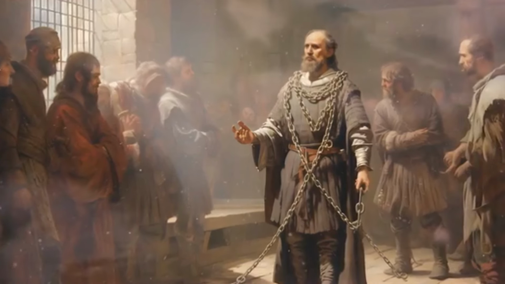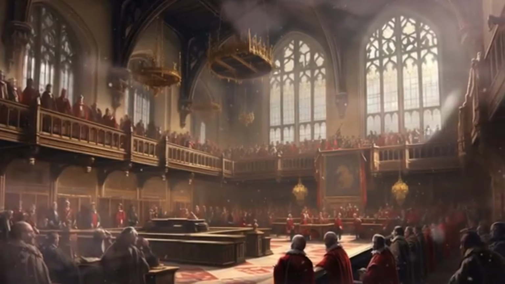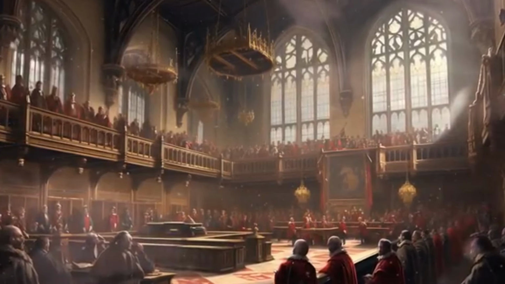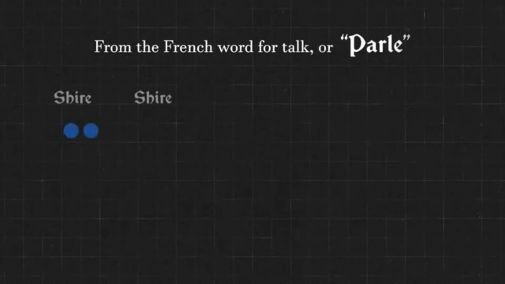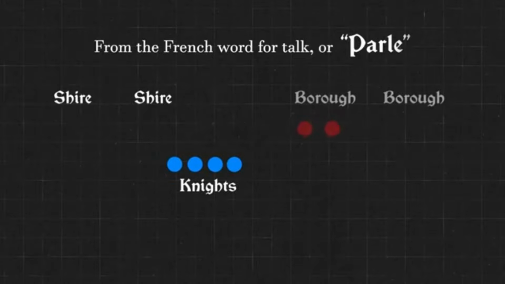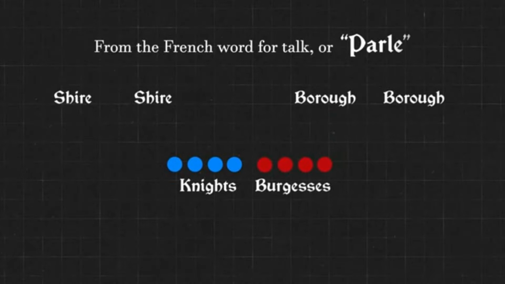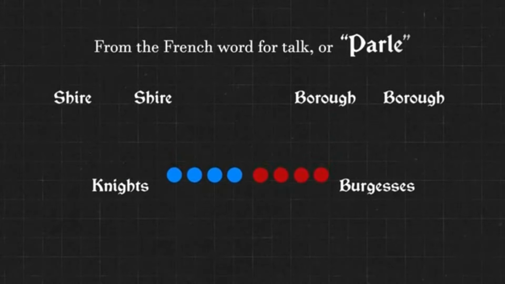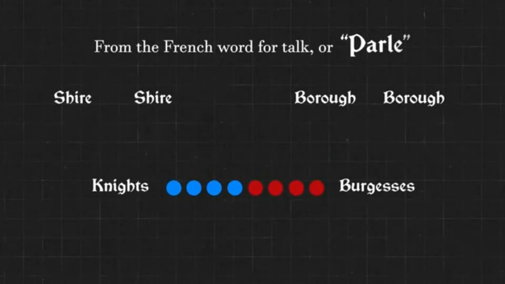With the king now at his mercy, Simon called the first English parliament into action. From the French word for talk, or parle, he summoned 2 knights from each shire and 2 burgesses from each borough for a discussion. The men talked and created a new system of government on the island that is still in use in England today.